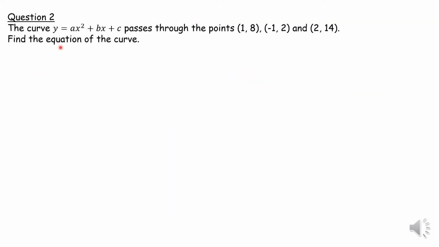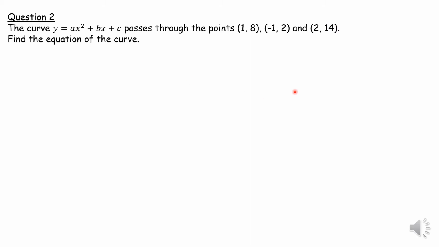Right, my second question says you have a curve, ax squared plus bx plus c. Remember, if you have done functions already, you know that this is a parabola. This is a quadratic curve. And you have got the points (1, 8), (-1, 2), and (2, 14). Now, these points are on the curve.